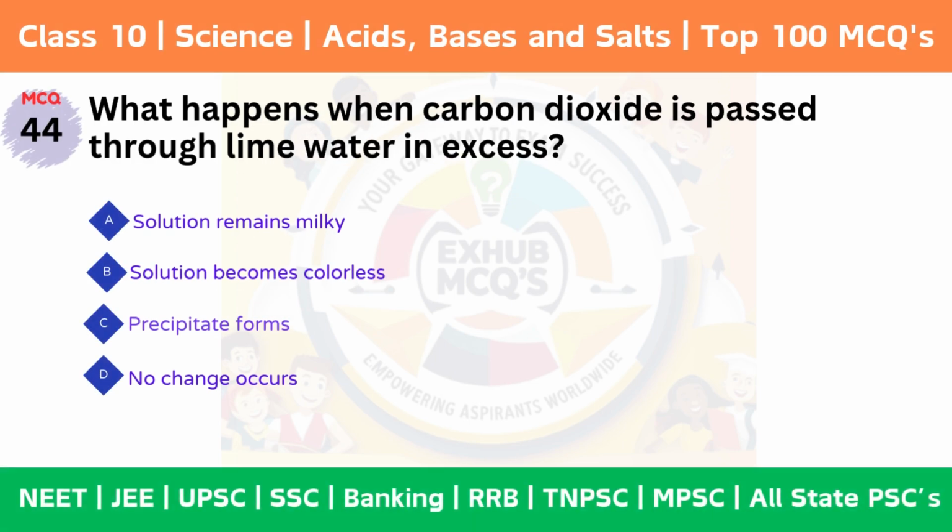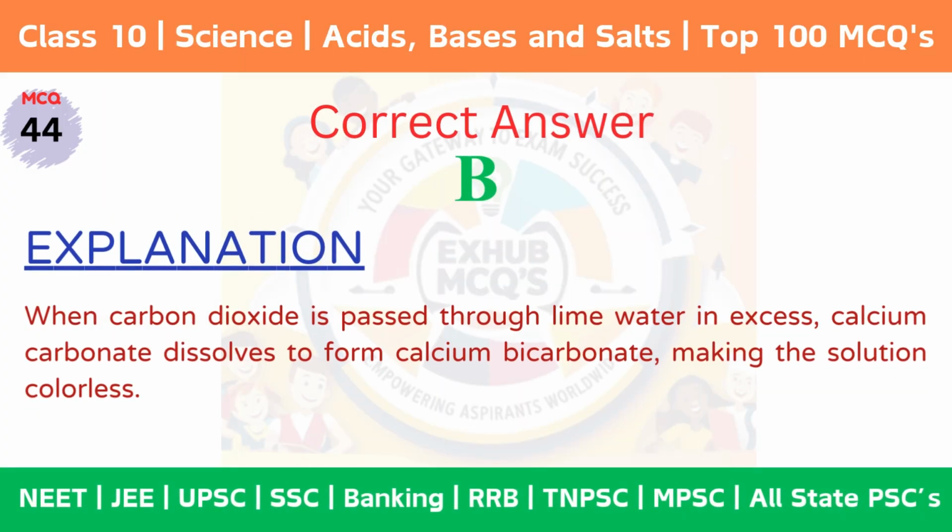MCQ 44. What happens when carbon dioxide is passed through lime water in excess? Option A, solution remains milky. Option B, solution becomes colorless. Option C, precipitate forms. Option D, no change occurs. The correct answer is option B, solution becomes colorless. Explanation. Initially, lime water turns milky due to the formation of calcium carbonate. When excess carbon dioxide is passed, calcium carbonate dissolves to form soluble calcium bicarbonate, making the solution colorless.